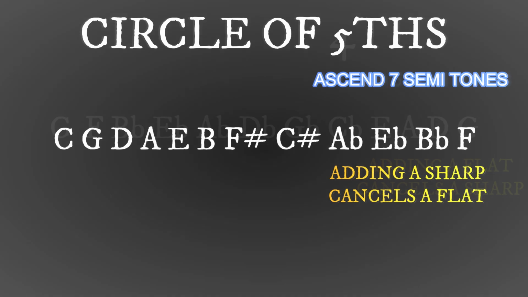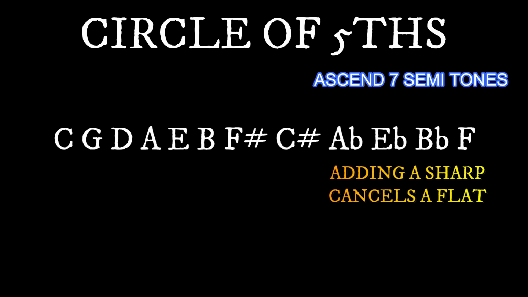Okay, basically if you do this backwards with G and you run this through the cycle of fifths, which is 7 semitones, you wind up doing the same thing, but with an order of sharps instead of flats. And adding a sharp cancels a flat. It's pretty much the inverse, but for the sake of time and simplicity, I'm going to focus mainly on the circle of fourths. Okay, let's move on.